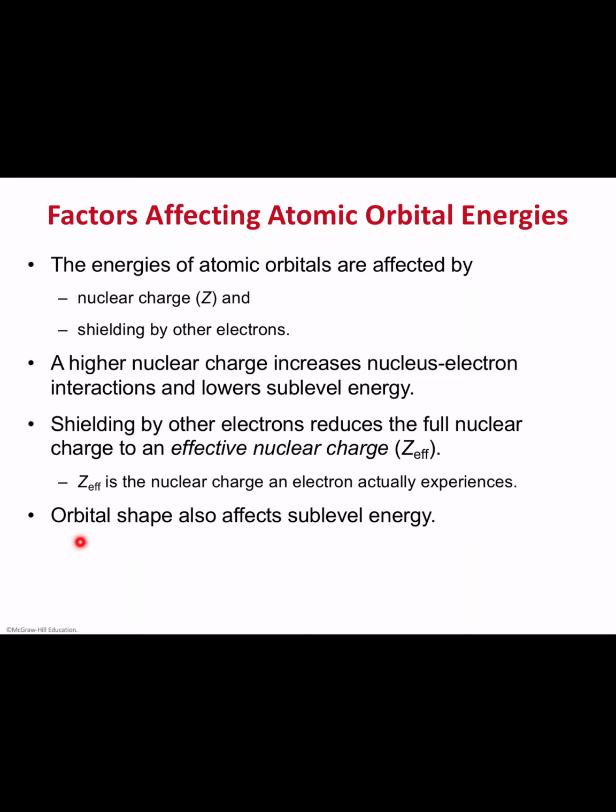Also, orbital shape affects the sublevel energy. So what are the 4 shapes? S, P, D, F. They all have different shapes. Remember, S looks like a sphere, P looks like a dumbbell, and D looks like a butterfly. So their shapes also affect the sublevel energy.